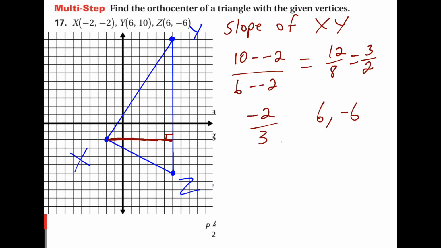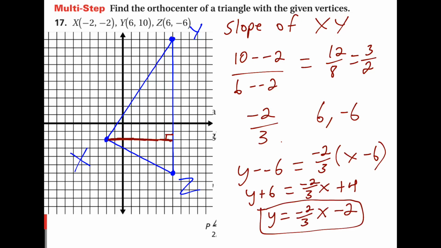From this, I can build a formula. Y minus the -6 is equal to -2/3 times the quantity x minus 6. So this is helpful to figure out the slope of the altitude, or the whole equation of the line of the altitude. But since I know my slope was -2/3, I could have just started from Z and went to here, that's over 3 up 2, to here, that's over 3 up 2, to here, that's over 3 up 2, and this is going to be my altitude.